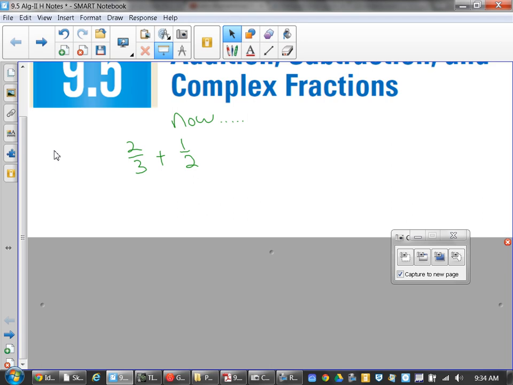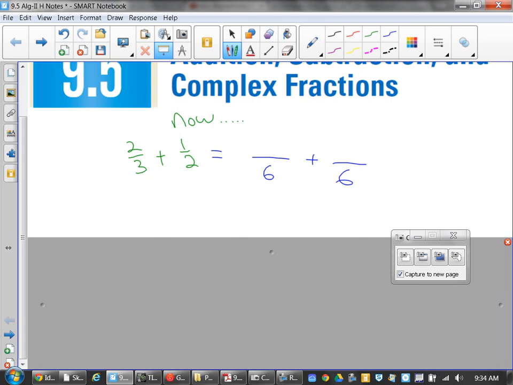6. So in order to make this work, it's got to be something over 6 plus something over 6. What do you have to multiply the 3 by to turn it into a 6? 2. So you have to multiply top and bottom by 2. That's what you're doing. You're multiplying it by a factor of 1. When you did this way back in the day, in order to get common denominators, you were multiplying stuff by a factor of 1. And whenever you multiply something by 1, it doesn't change. What do you have to multiply it by to turn it into something else?